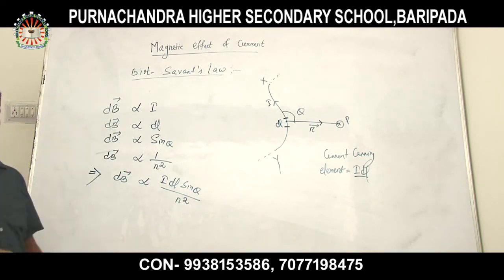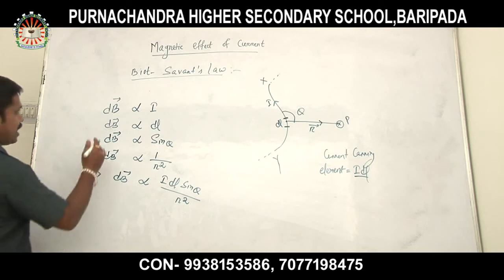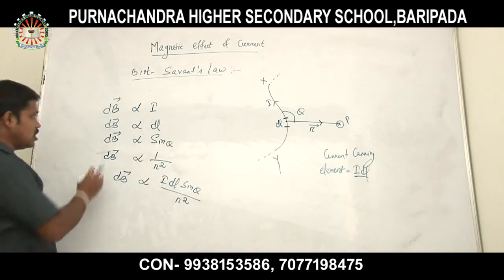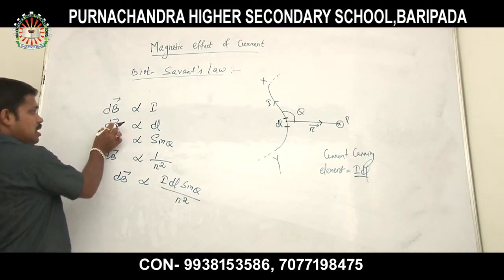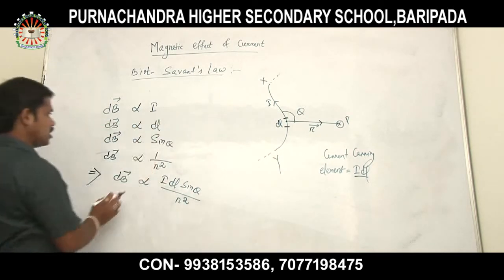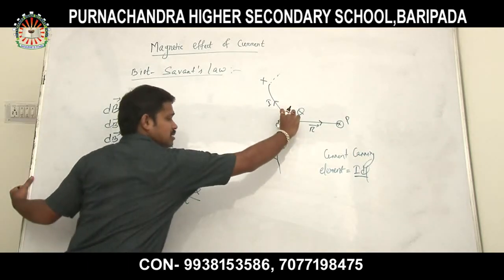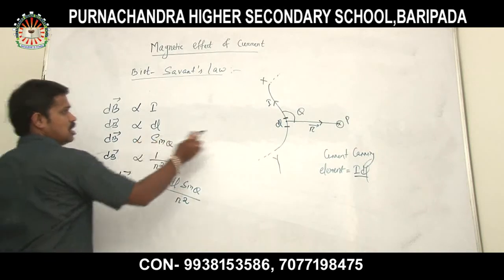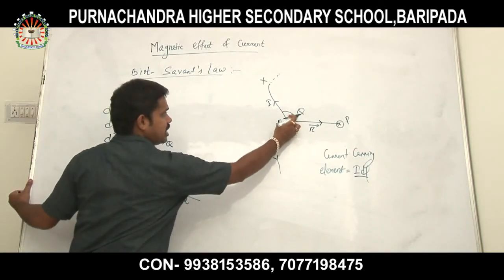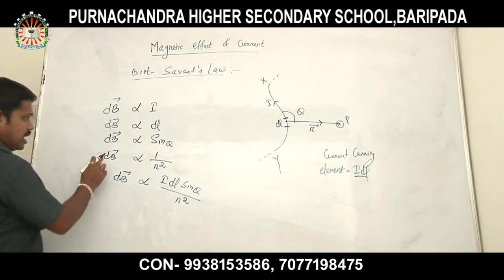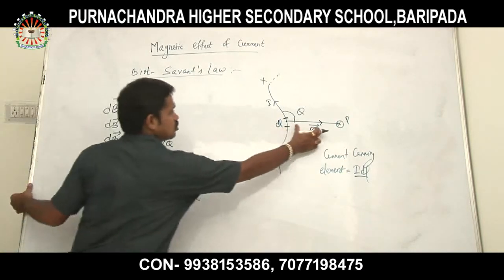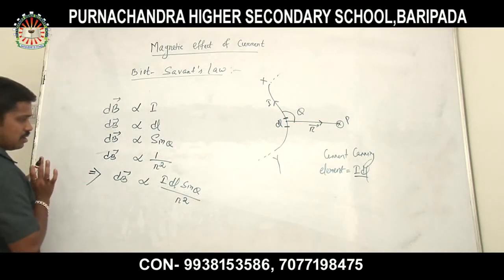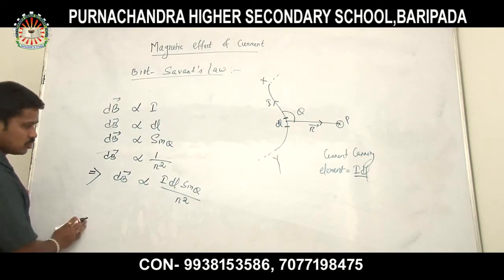So according to Biot-Savart's law, again I will repeat, dB is proportional to the current flowing through the conductor, proportional to the length of the element dl, proportional to the sine of the angle between dl and r, and inversely proportional to the square of the distance between dl and point P. So dB is proportional to I dl sin theta by r square.